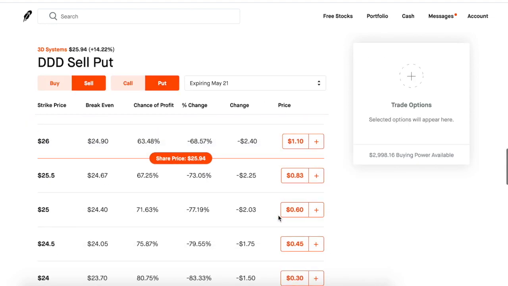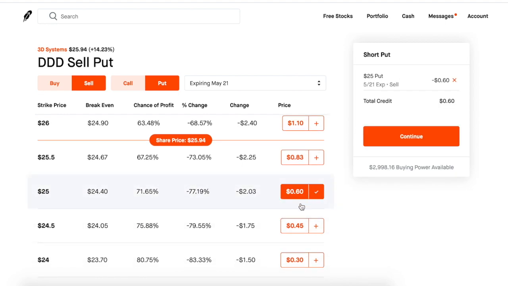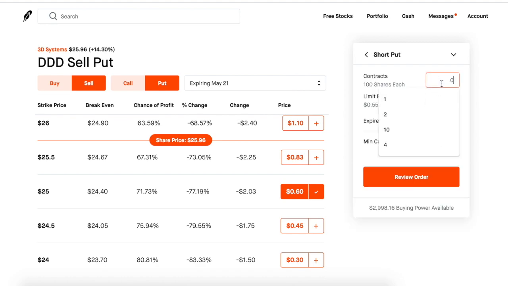So let's say I want to sell that $25 strike for this Friday. I can take in 60 cents in premium. You can see it calls it a short put because I'm selling it. I'm writing a put contract. Minimum credit, because I'm receiving more than I'm paying out. I'm just receiving the 60 cents. I'm not actually buying anything. And then it automatically sets it for the mid price, but like I said, I always put that in just to ensure that it's the limit.